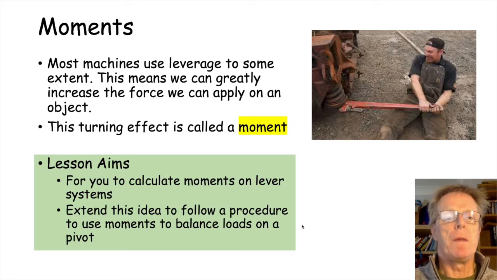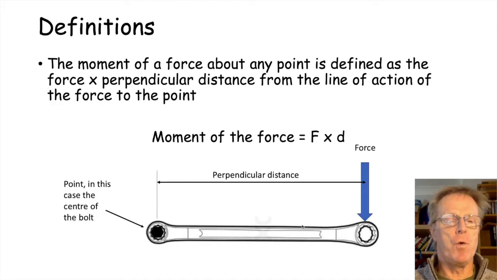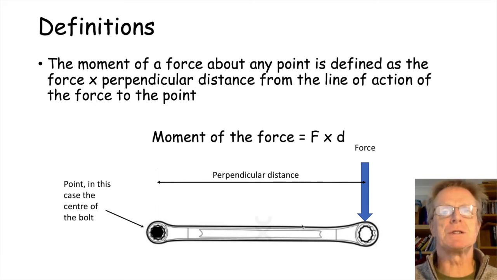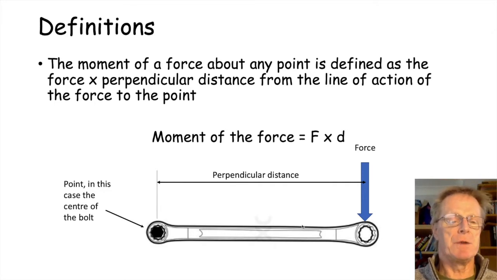So first of all, the moment of a force about any point is defined as the force times the perpendicular distance from the line of action of the force to that point. We've got an example of it below. We've got the perpendicular distance, which is the line from the centre of the nut or bolt in this case to the point where the force is actually applied. And the moment is simply the force times the distance. Unfortunately, it's one you're going to have to remember. It's not on the formula sheet.